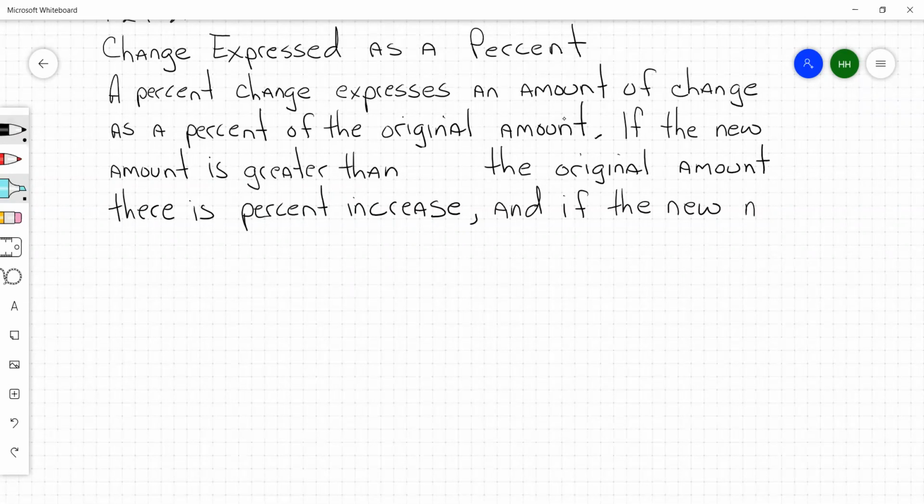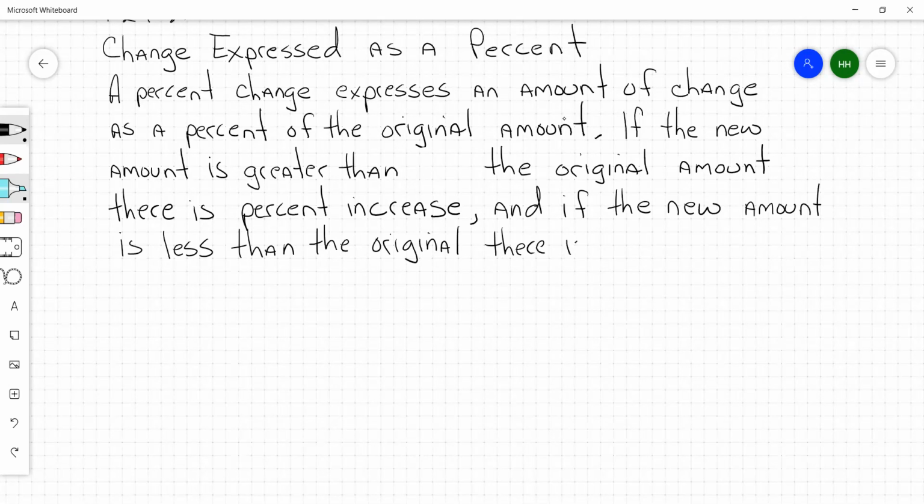And if the new amount is less than the original, there is percent decrease.